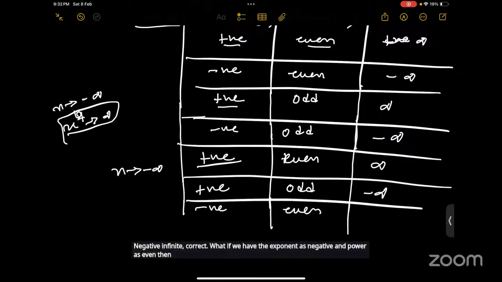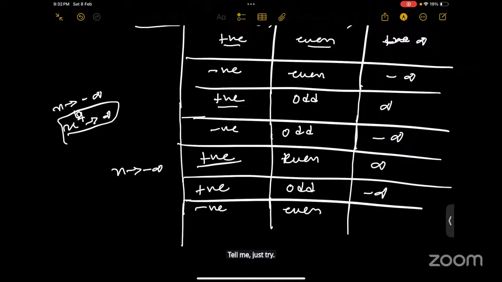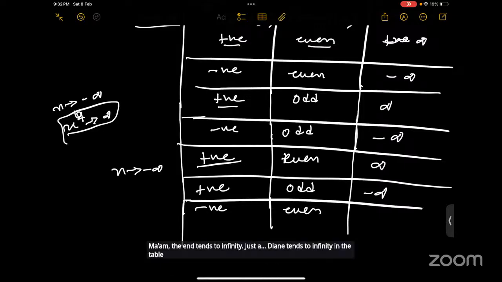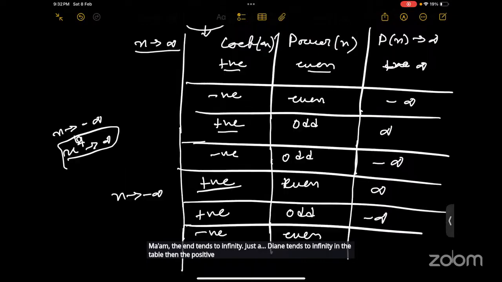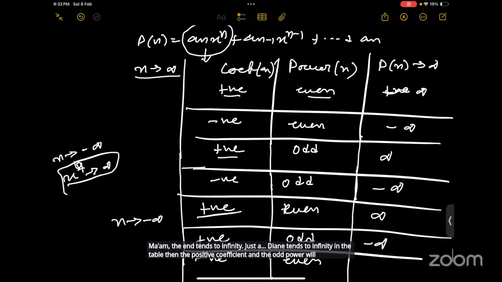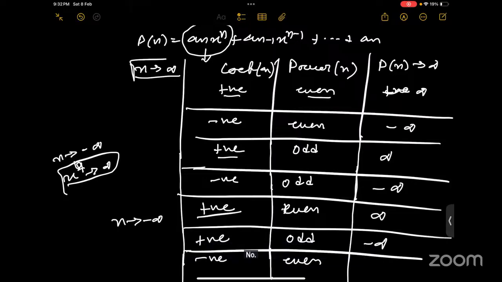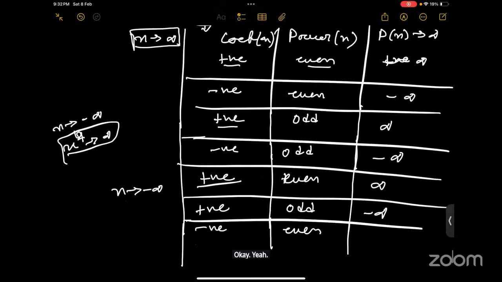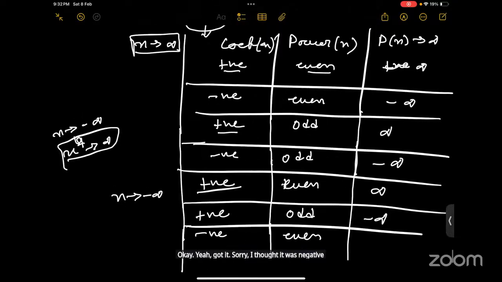Ma'am, in the table, the positive coefficient and odd power will tend to minus infinity only, no? The third row. No, we are taking x tending to positive infinity, so the power doesn't matter. Okay, I understood now. Sorry, I thought it was negative. No, yeah, it will be positive.